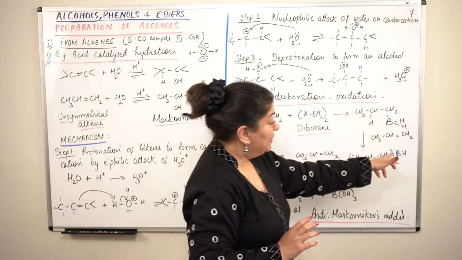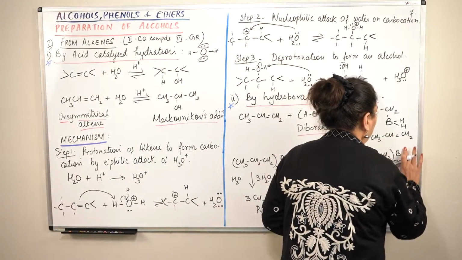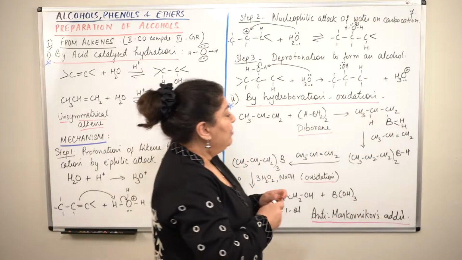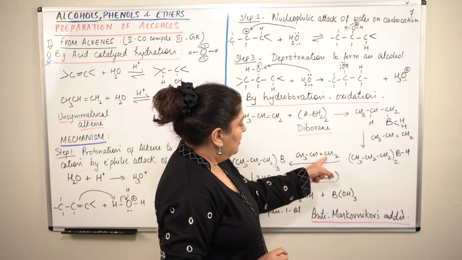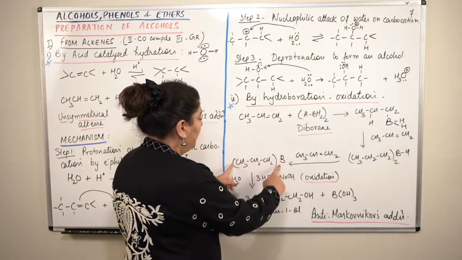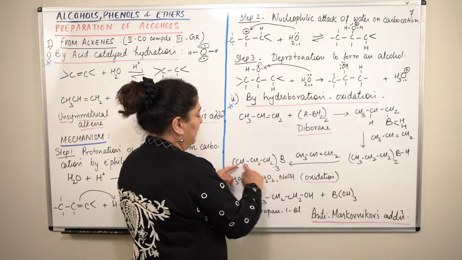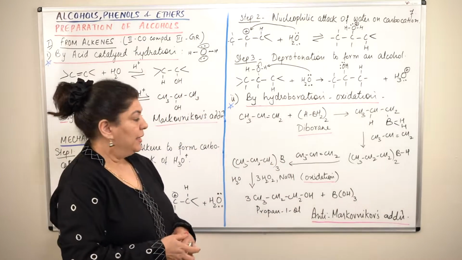In the next step, this bond between boron and hydrogen will also break. The hydrogen will occupy the second carbon of the next molecule, and the boron will attach itself to the terminal carbon, resulting in three molecules of alkene which have got attached, that is, propyl groups and boron, right?